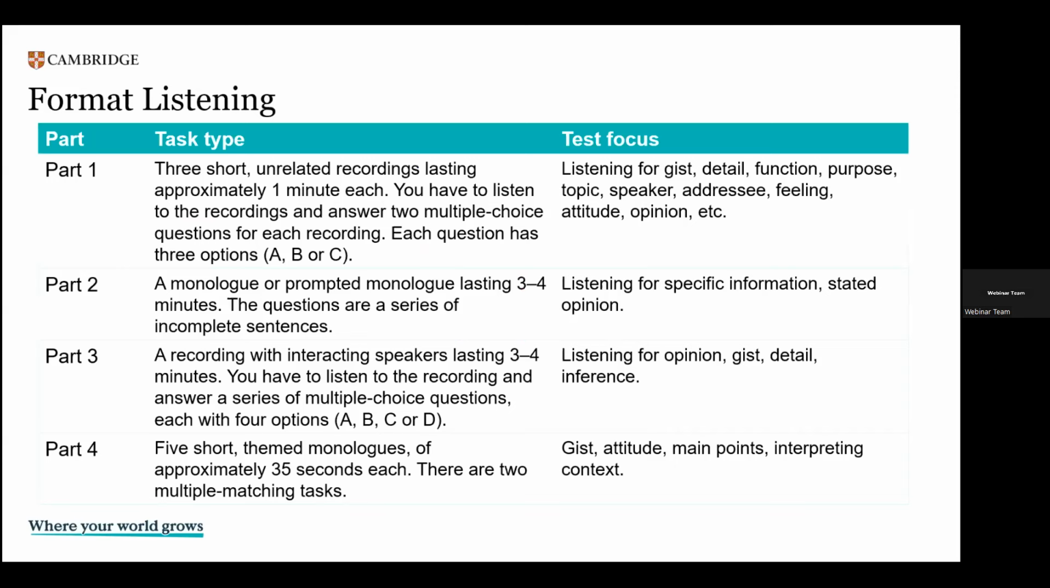And that will last about 3 or 4 minutes. And then you're given a set of questions, incomplete sentences. So you're completing notes here. You listen to all of the recordings twice.